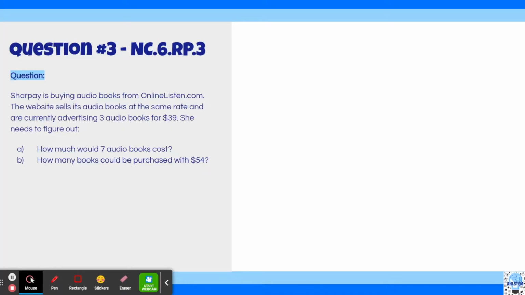All right, let's do our third problem. Sharpay is buying audiobooks from onlinelisten.com. The website sells its audiobooks at the same rate and is currently advertising 3 audiobooks for $39. She needs to figure out A, how much would 7 audiobooks cost, and B, how many audiobooks could be purchased with $54. Pause the video now and solve it, and in a few seconds I will reveal the answer.